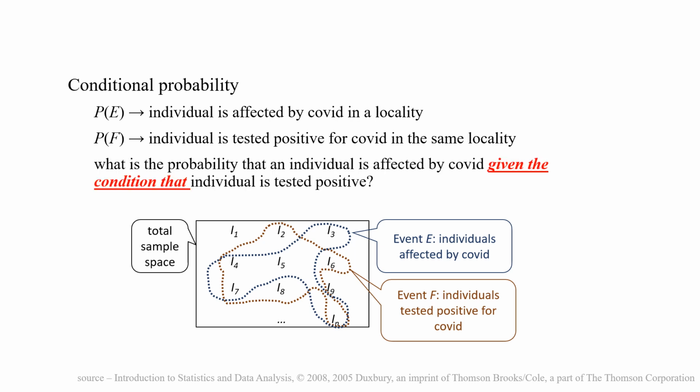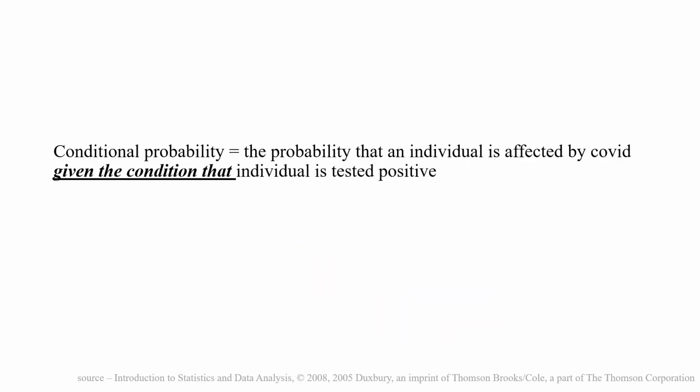What is the probability that an individual is affected by COVID given the condition that the individual is tested positive? That is the question to which the answer defines the conditional probability. In case you want to know the practical usefulness of this question, it could be to evaluate the false positives in the testing results. Hence, the conditional probability in this case is defined as the probability that an individual is affected by COVID given the condition that the individual is tested positive. This definition of conditional probability is not all that straightforward and needs a step-by-step understanding as follows.